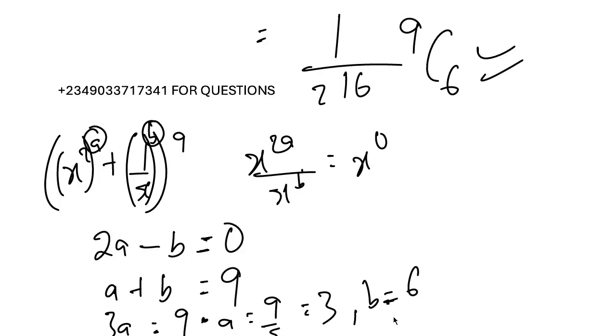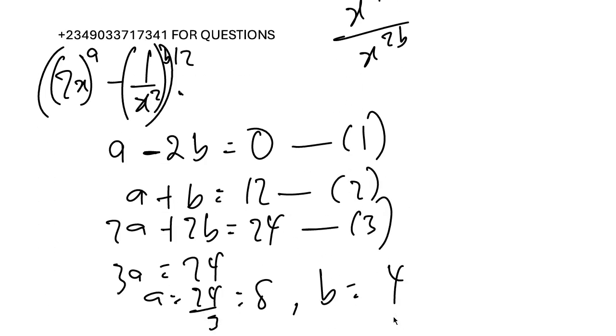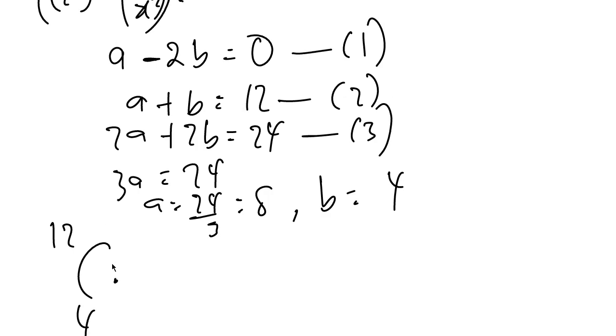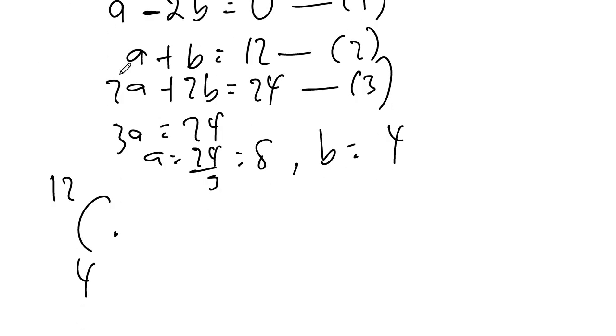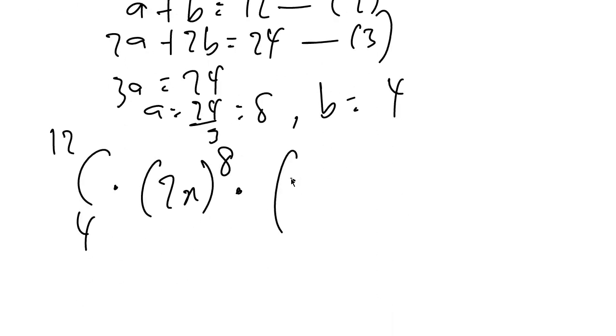So what will you now have as that constant term? Sorry for that. So what will you now have? 12 combination 4. And then what follows? 2x, which is the first component, to the power what? 12 minus 4, which is 8. And then what's the second component? Negative 1 over x squared, to the power what?